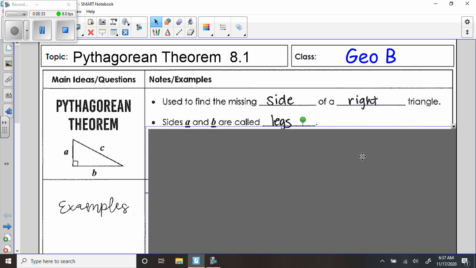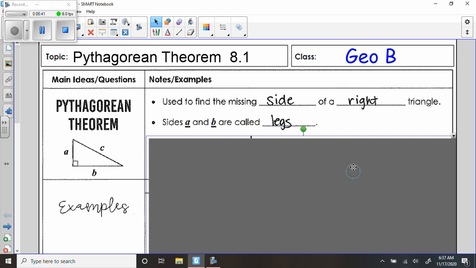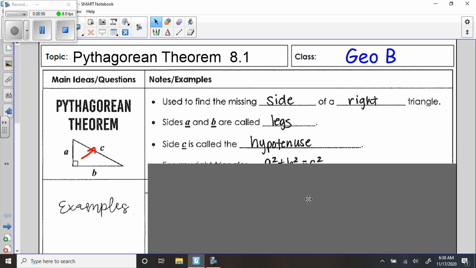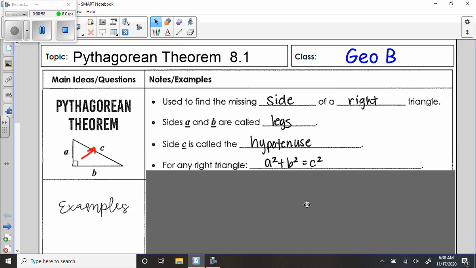Sides A and B are called legs, and I'm referring to that picture on the left there. C is always the hypotenuse. So we always put C directly across from the right angle. We always put C in this position. And the Pythagorean theorem: a squared plus b squared equals c squared.